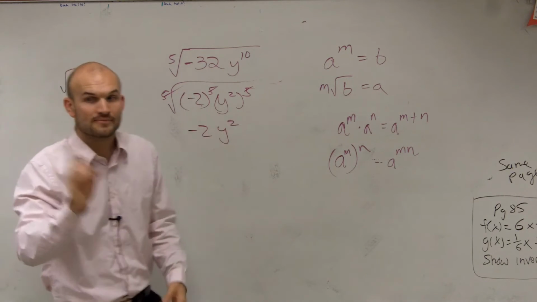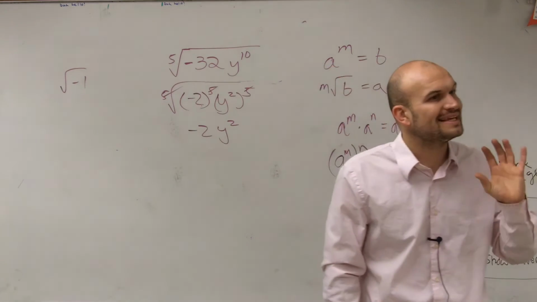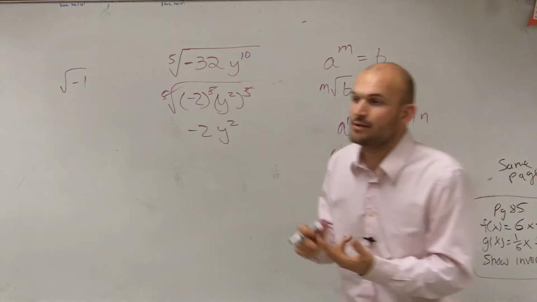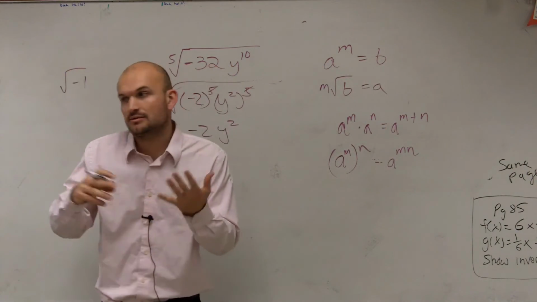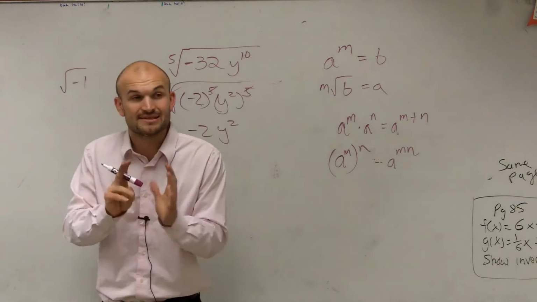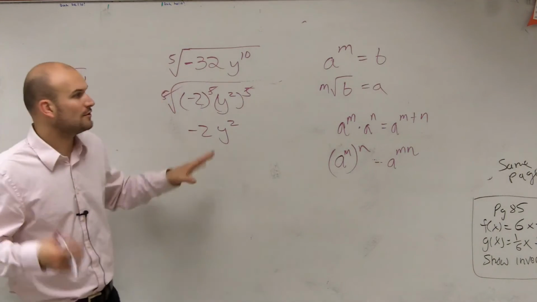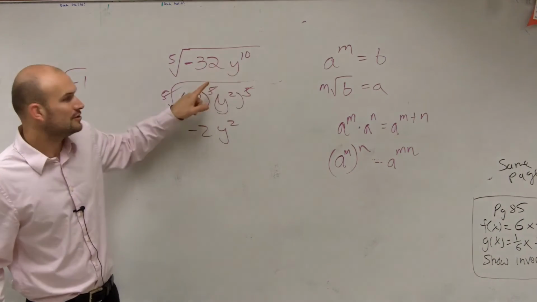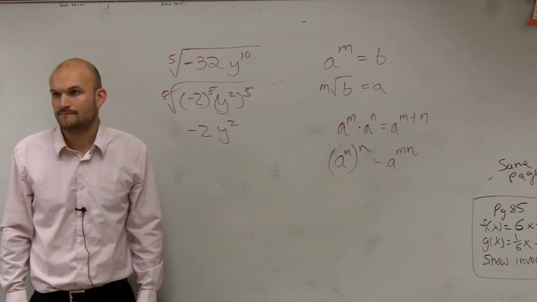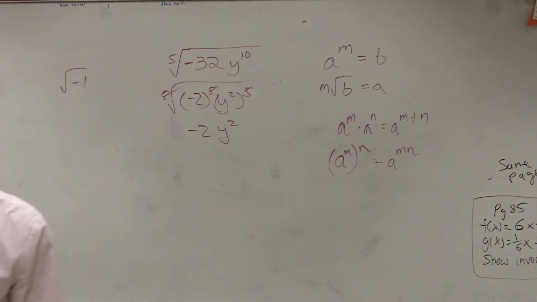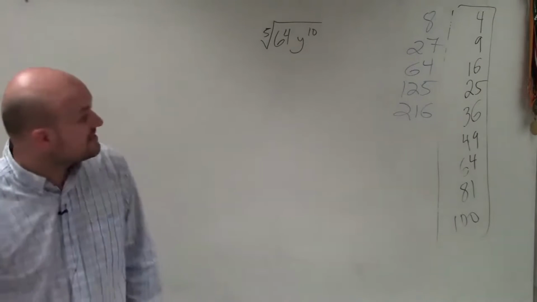All right, so guess what? i still comes into play, ladies and gentlemen, when we're dealing with even roots. i is going to come into play when you deal with a square, fourth, eighth root, whatever. Anytime it's even, you cannot take the root of a negative number. However, when it's odd, your answer is just simply going to be negative. All right? Cool.